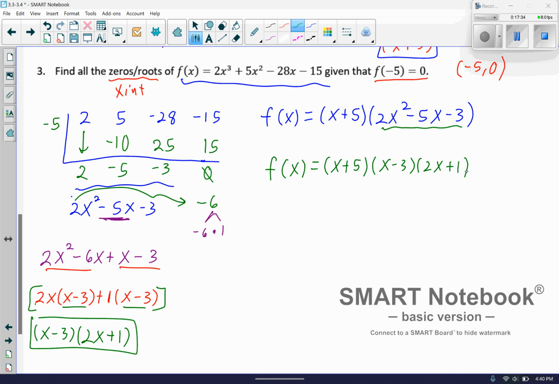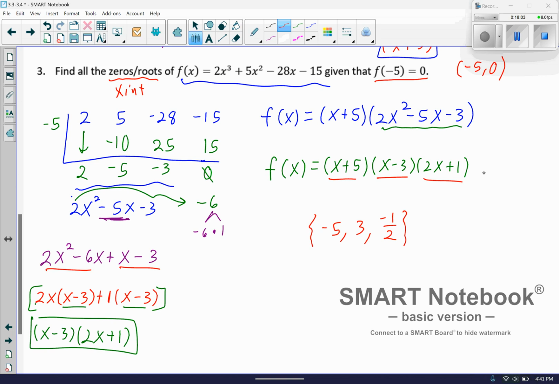So we basically just factored the polynomial there, and then we'll take each one of those, set them equal to 0, and solve. So when you set that equal to 0 and solve, you'll get negative 5, which was the given one. Set this equal to 0 and solve, you'll get 3. And then this one, you'll get negative 1/2, if you were to take this, set it equal to 0, and solve.